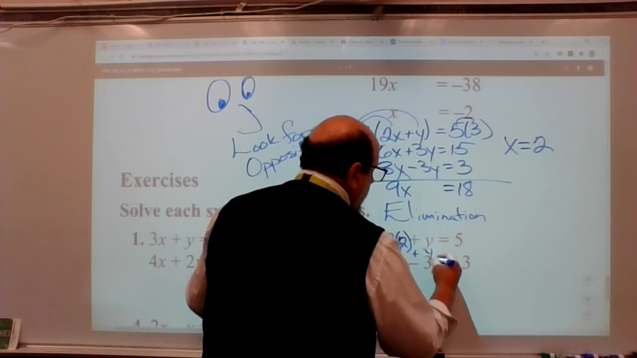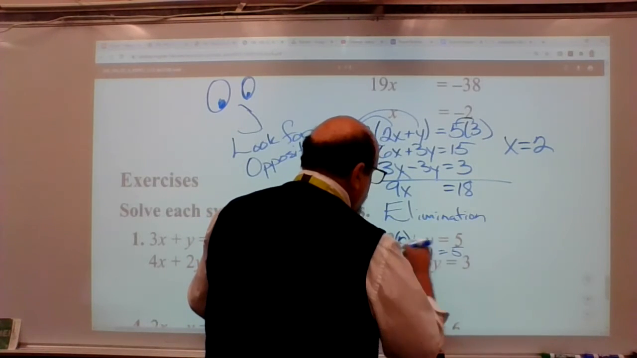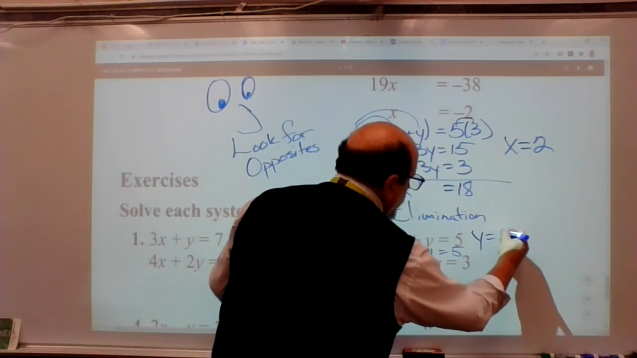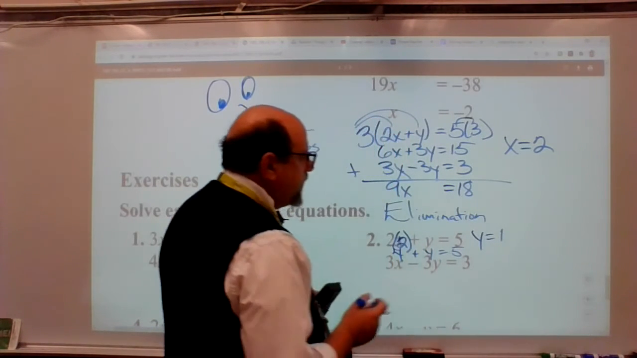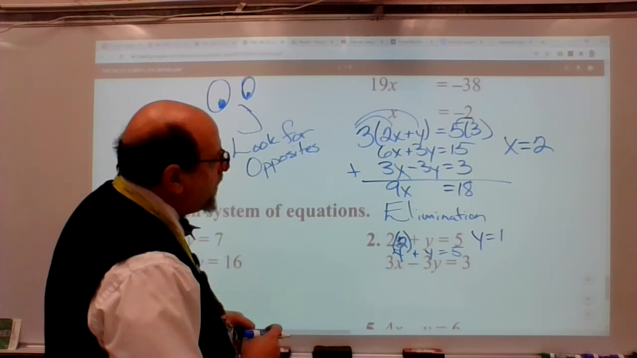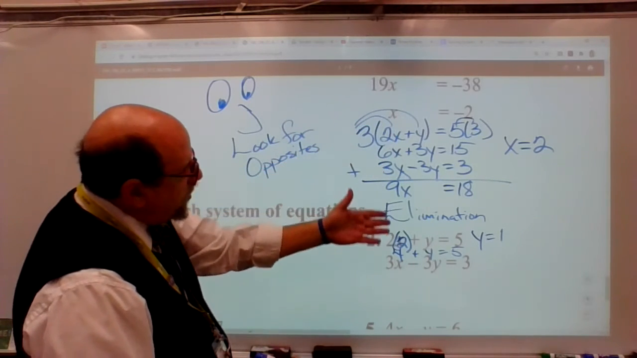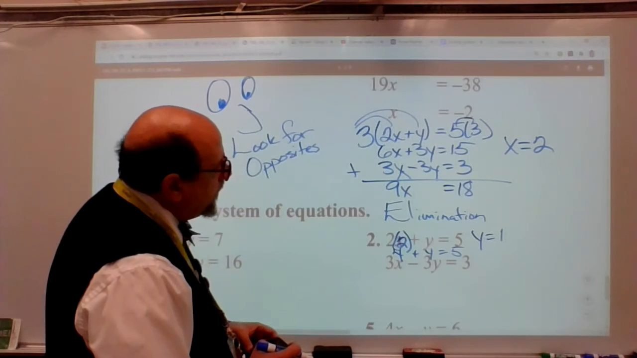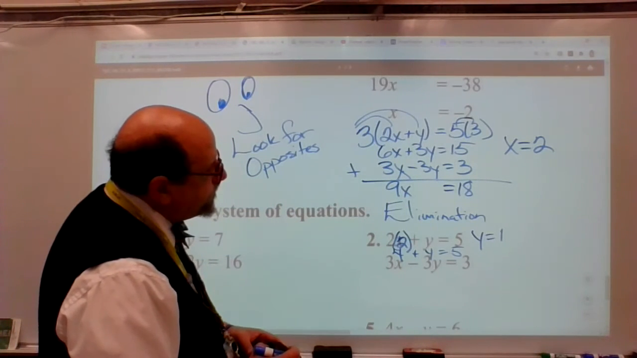4 plus y equals 5. Subtract 4 from both sides. Y equals 1. 5 minus 4 is 1, right? So we have our two solutions. X is 2, y is 1. If we put them in here, we would get the same thing out. Obviously. Sound good?